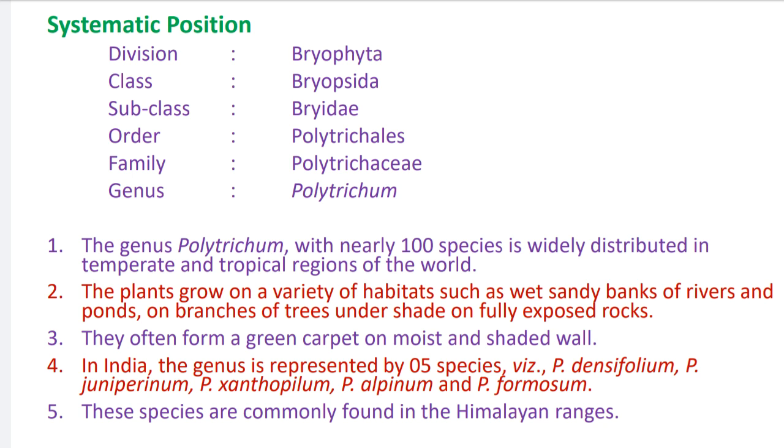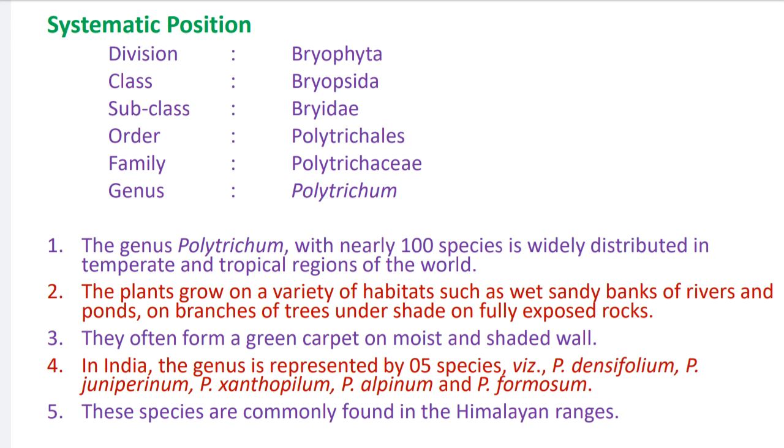Point 3. They often form a green carpet on moist and shaded walls. They grow in groups, clusters, or tufts. Due to their tuft growth, they form a green carpet on moist as well as shaded walls.